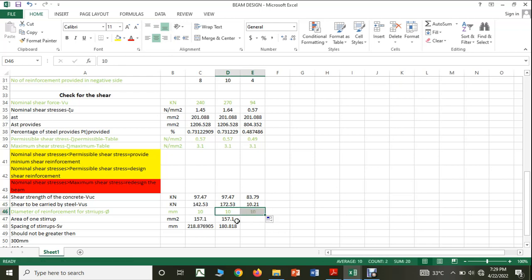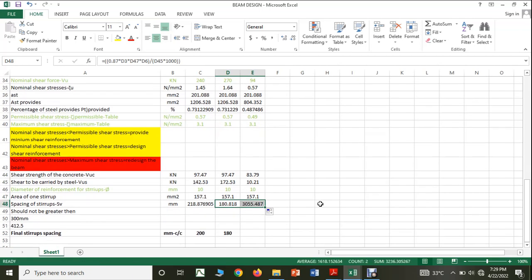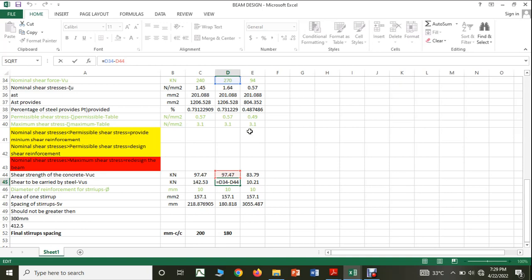I am using 10 mm bars only, and you can get the spacing. You are getting very high spacing because this value is very small. To be frank, you can see that it is 270 minus 97, and here 94 minus 83, a very small value, right? So this is not possible, it is a wrong spacing. Therefore you can provide the minimum of 300 mm spacing which is required. Without fail you are supposed to provide a minimum of 300 mm. So that is about this beam.